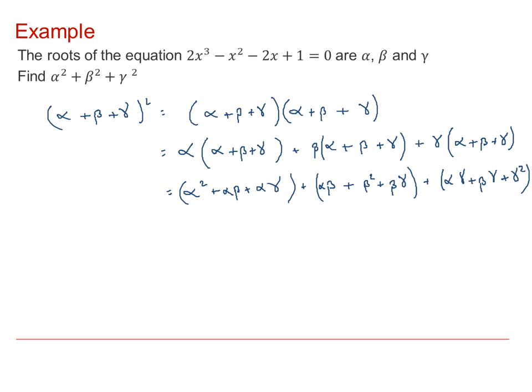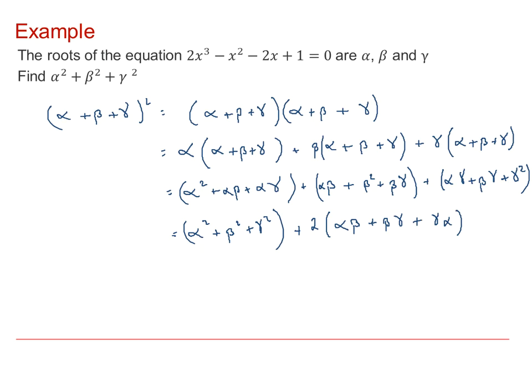So you see now we've got the terms that we want, which is the alpha squared, beta squared, and gamma squared. But we've also got some pairwise things, and if you look at it carefully, you'll see that we've got 6 of them. So we've got 2 of each of the pairwise. So we've also got plus 2 times alpha beta, beta gamma, and gamma alpha, our pairwise products.